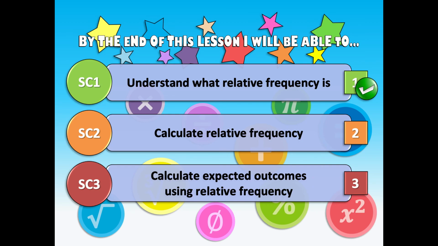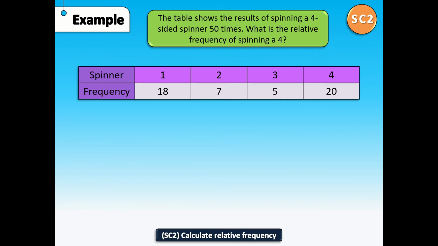Now we've completed success criteria 1, so we're going to move on to number 2, and this is to calculate relative frequency. So the table shows the results of spinning a four-sided spinner 50 times. So remember, frequency means the amount of times it happened. So the spinner landed on the number 1 18 times, it landed on the number 2 7 times, it landed on the number 3 5 times, and it landed on the number 4 20 times. And we're being asked, what is the relative frequency of spinning a 4?